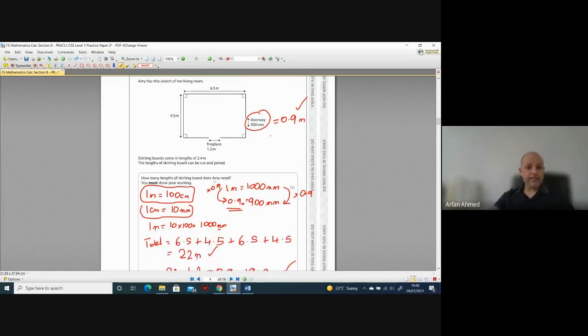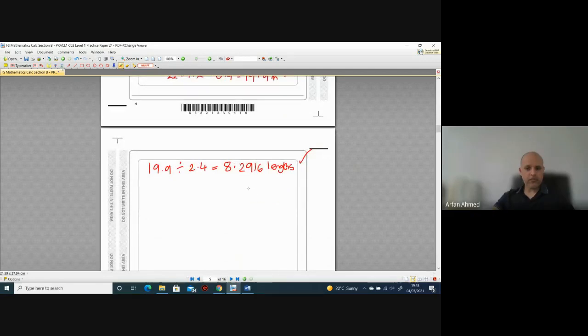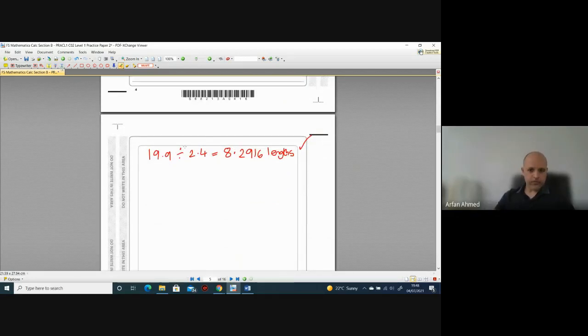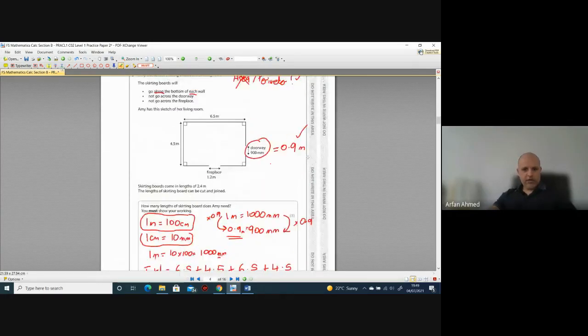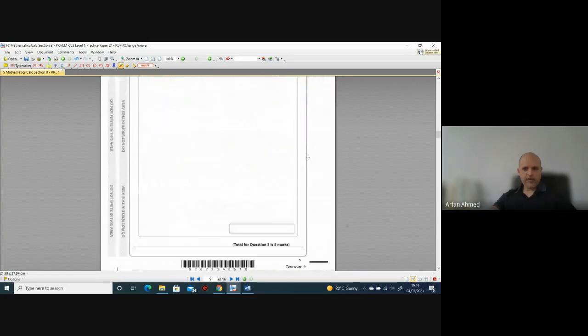So how many lengths do we need? Well, you can't have 8 point something of a length. 8 wouldn't be enough. So you're going to need 9 lengths. Yeah, you can check it if you want. If you do 8 times 2.4, you're not going to get 19.9 meters. It's not going to be enough. You're going to need one more, which is 9. Yeah, and that's your 5th mark right there. Yep. So that's that done. That's 5 marks for that. Okay. Yep, just follow the steps. You can't go wrong.